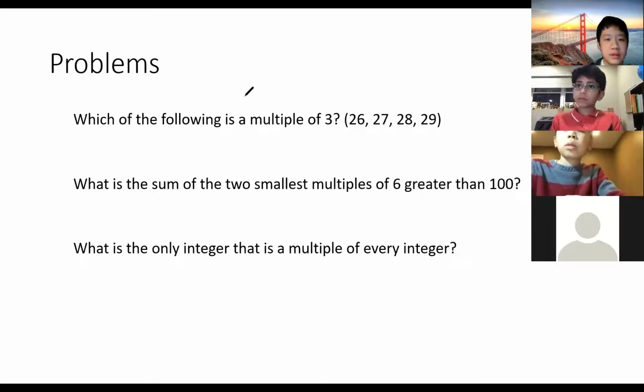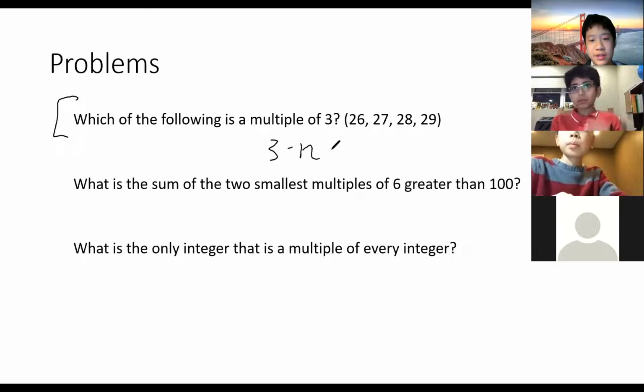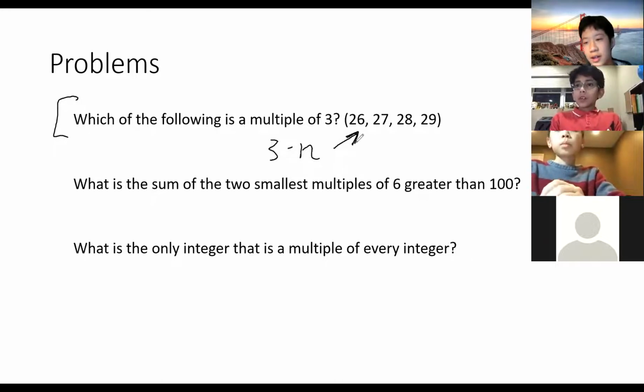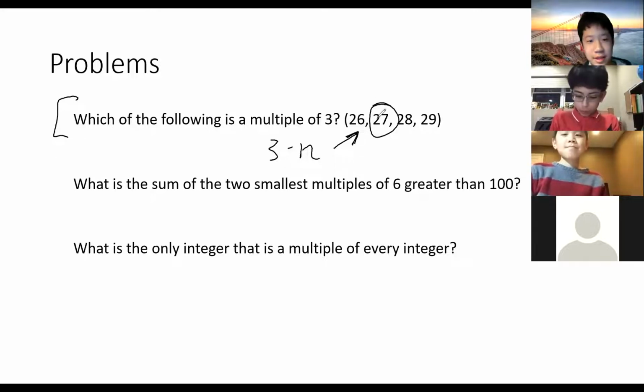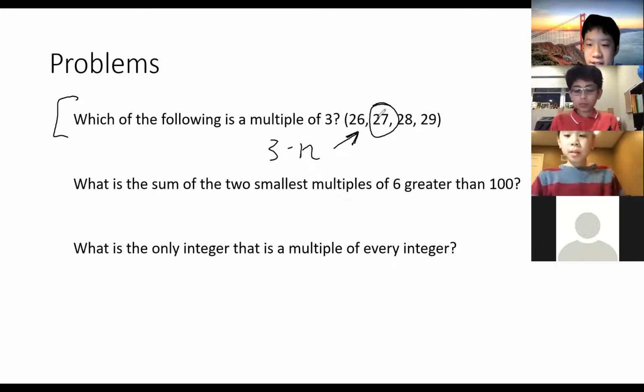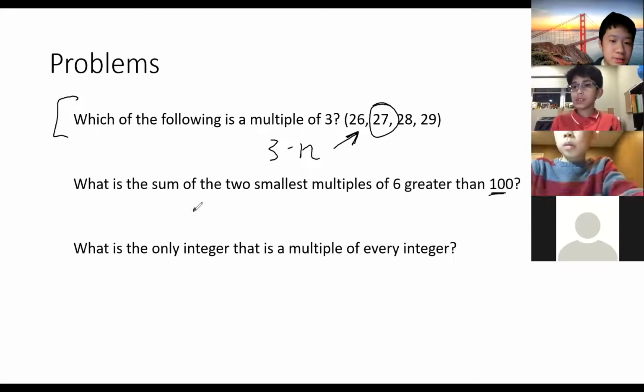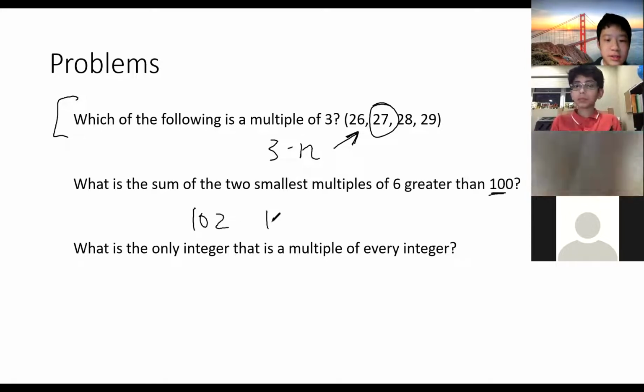So I'm going to go over the first problem here. Which of the following is a multiple of 3? So basically, if we multiply 3 by some number n, we should get one of these. Okay? If you know your 3 times tables and your multiplication facts, you'll know that 27 is 3 times 9. Okay? And what is the sum of the two smallest multiples of 6 greater than 100? Well, if we do some work here, we'll realize that there are 102 and 108.